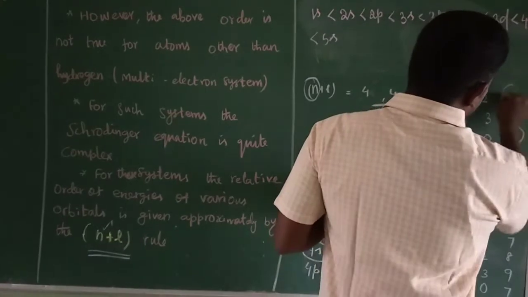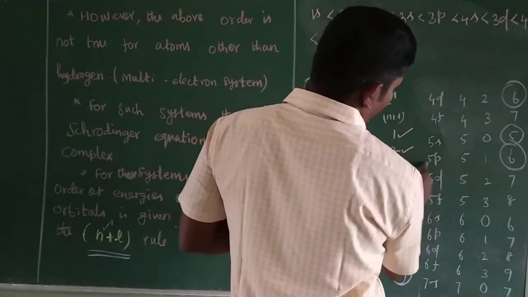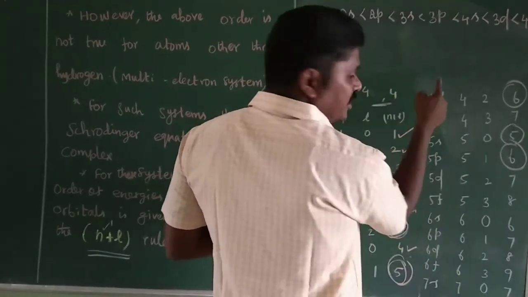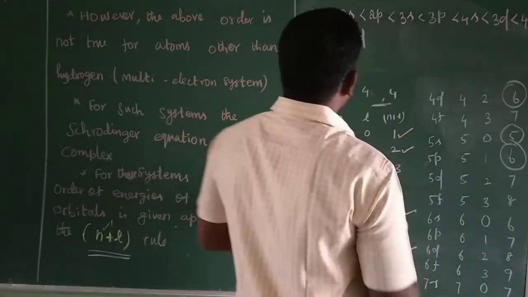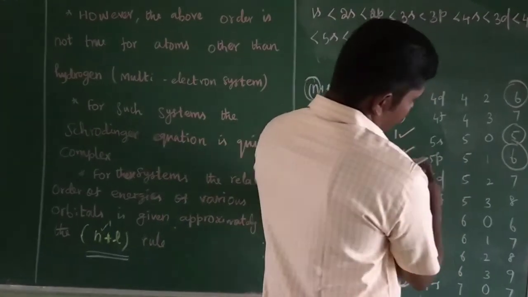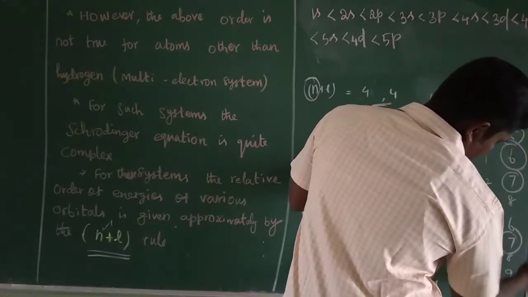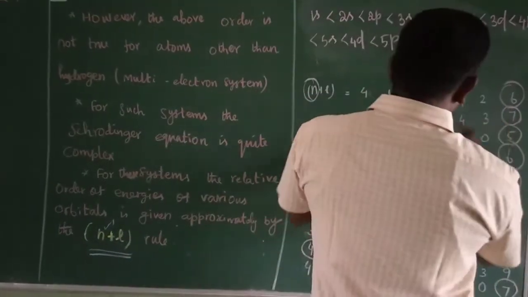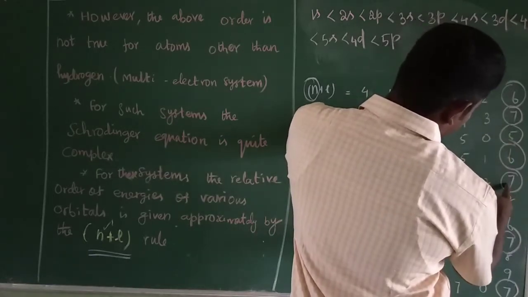Next, 6 has two orbitals, 4d and 5p. Which has the least n value? 4d, then 5p. Next, 7 occurs four times: 4f, then 5d.